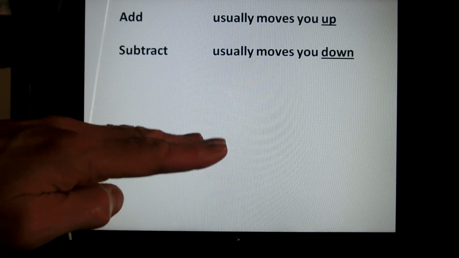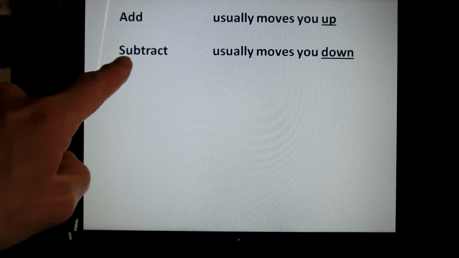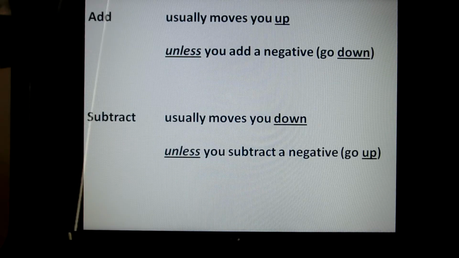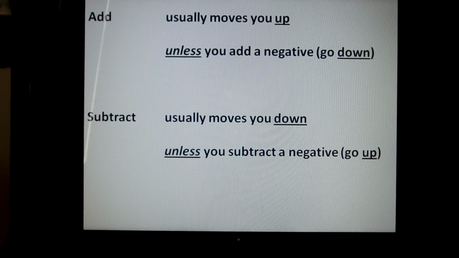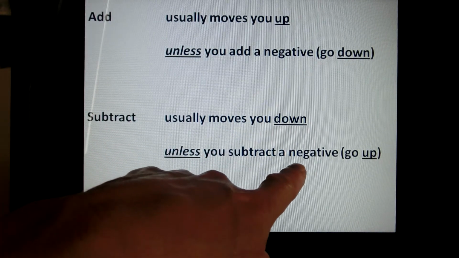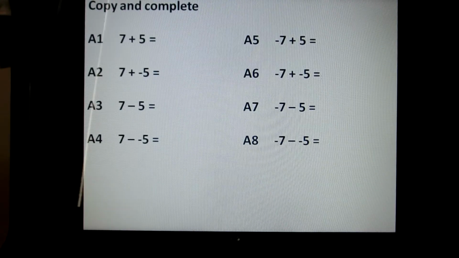If you're at a certain point on the number line, adding will usually move you up and subtracting will usually move you down. However, although adding will usually move you up, if you're adding a negative number, you'll go down, you'll do the opposite. Now, although subtracting will usually move you down, if you're subtracting a negative, you'll actually go up, surprisingly. So, example, to make this a bit clearer.